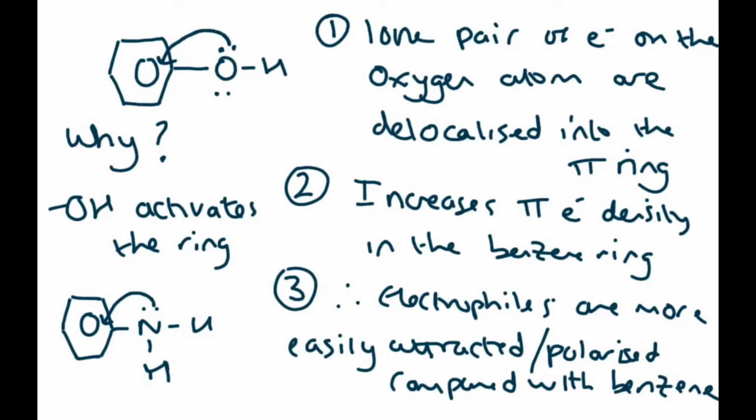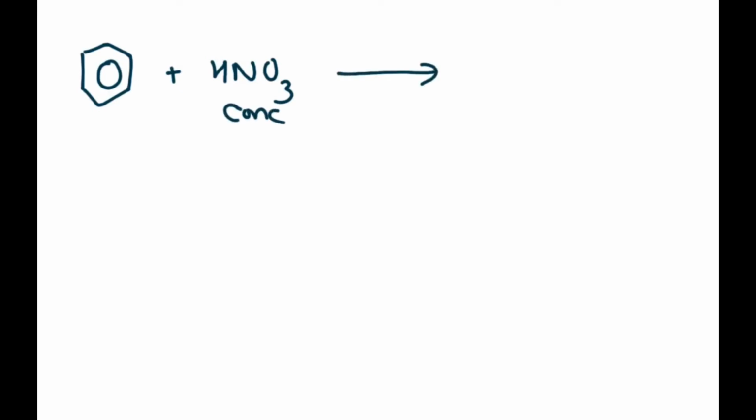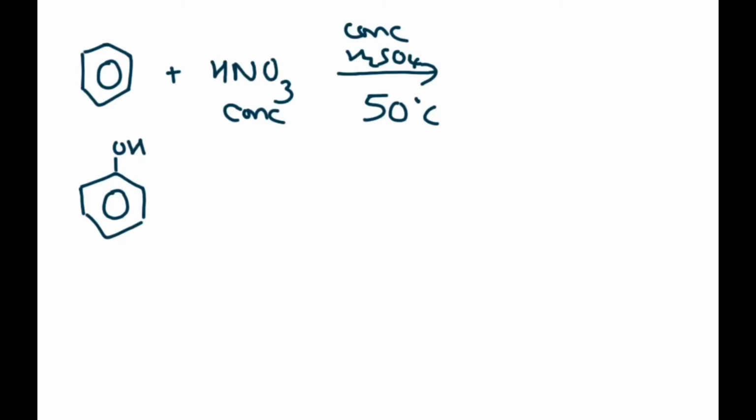So when phenol reacts, it just reacts a lot more readily, right? Another extension question they could ask is to compare it with the nitration of benzene. Remember, the nitration of benzene uses concentrated nitric acid, concentrated sulfuric acid, at a temperature of 50 degrees. But with phenol, because phenol reacts more readily with the electrophile, you just use dilute nitric acid. It even happens at room temperature.